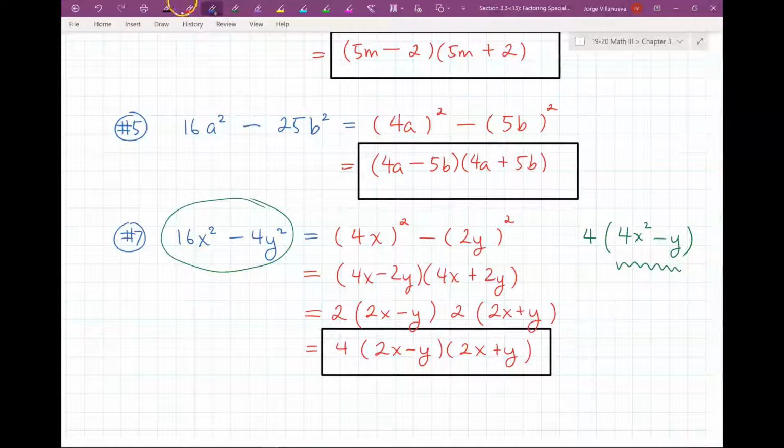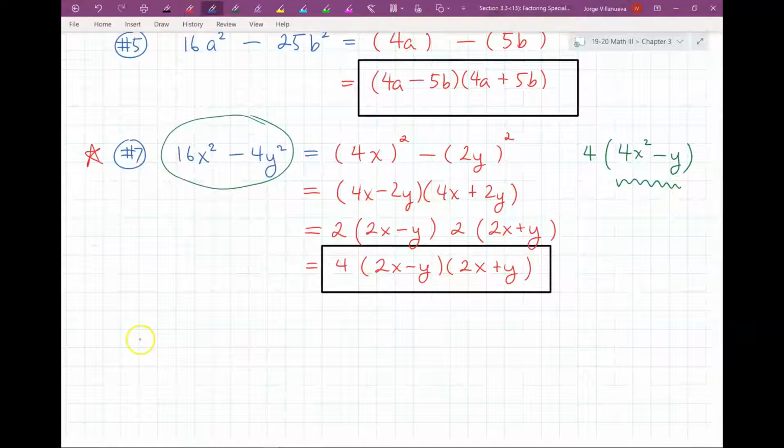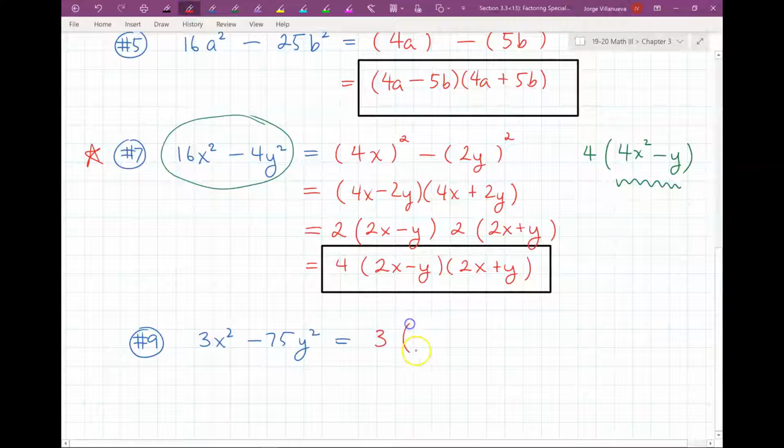Okay? So I'm going to put a little star right here because that one is a little different. Okay, number 9. It's 3x squared minus 75y squared. Now notice 3 and 75 have something in common. They have a 3 in common. So I'm going to factor it out. So I'm going to write x squared minus 25y squared. So the 3 is just going to hang out by itself. I'm going to do what I did last time in the notes. I'm going to highlight that 3. In other words, don't forget about it.